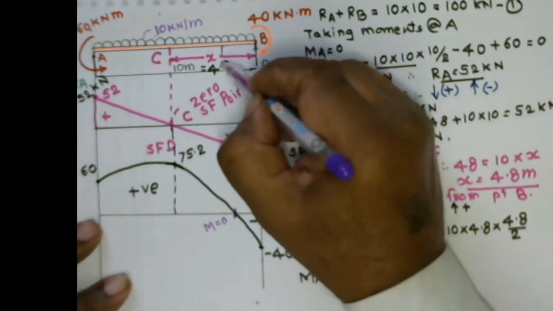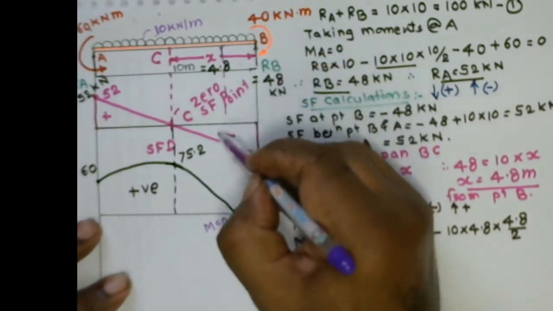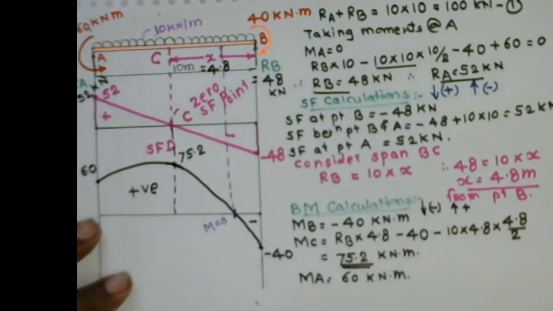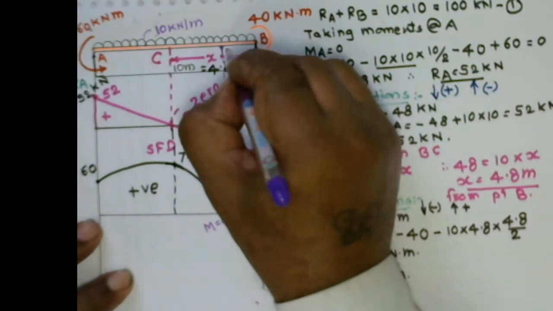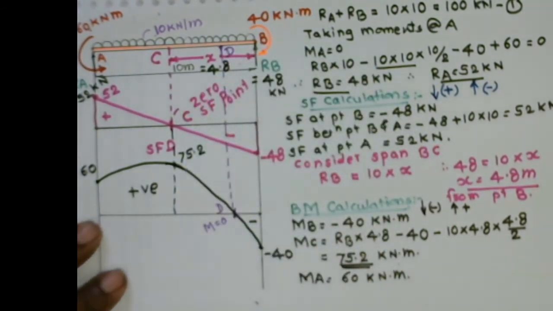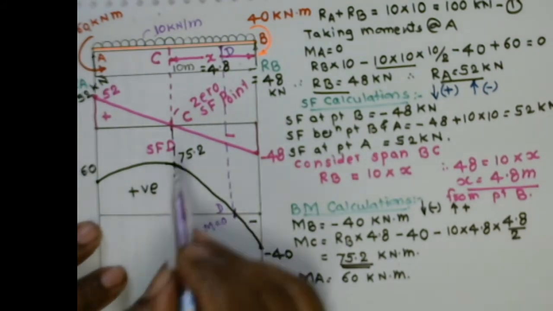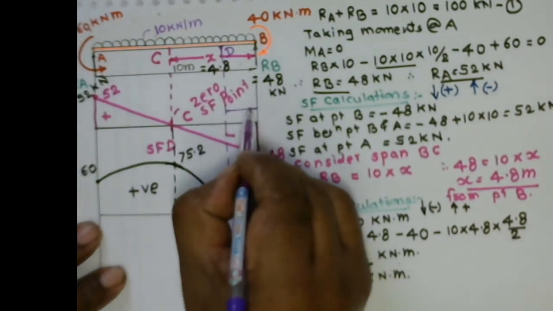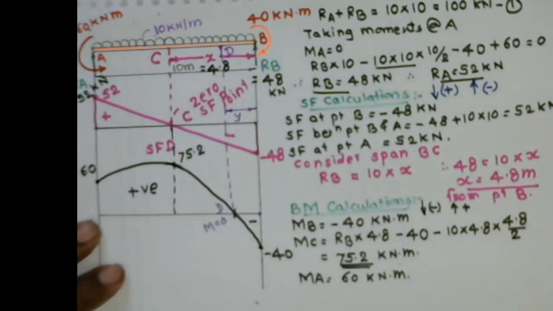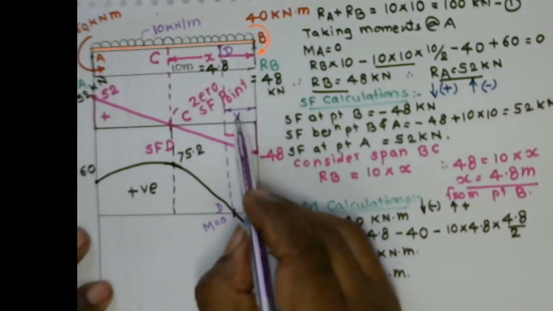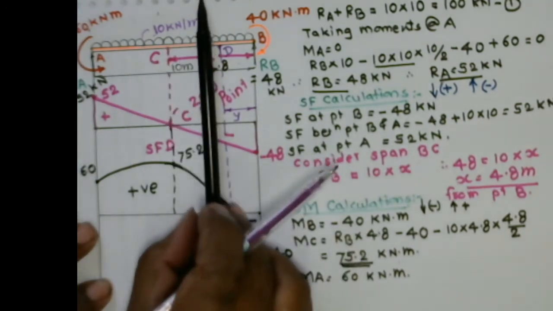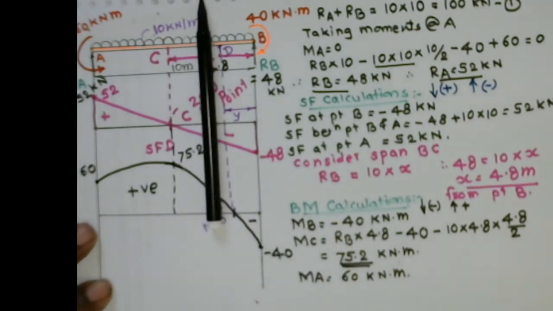This point is known as the point of contraflexure, where the bending moment diagram changes its sign. We call this point D. Now we have to locate the distance of the point of contraflexure. Here I am saying this dimension is Y. To locate this distance Y, we have to take the moments about point D and equate them with 0.